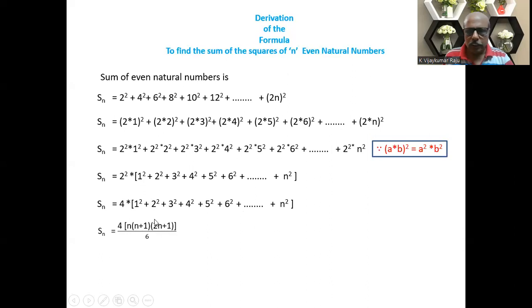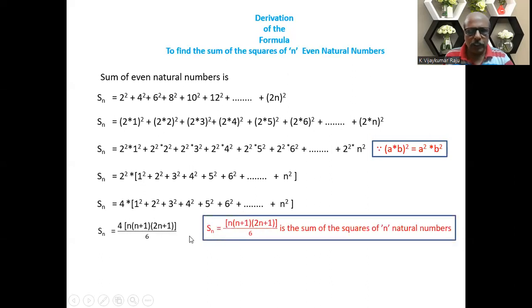So you can go through that video, you'll get an idea. So n into n plus 1 into 2n plus 1 upon 6 is the sum of the squares of n natural numbers. The proof of this I have proved in my previous video. Just go through that, you will clearly understand how this term has come.